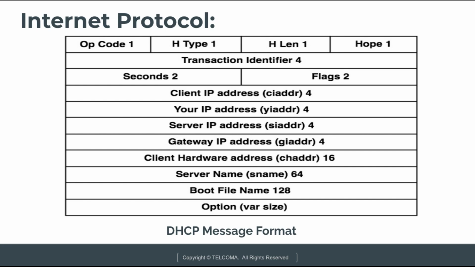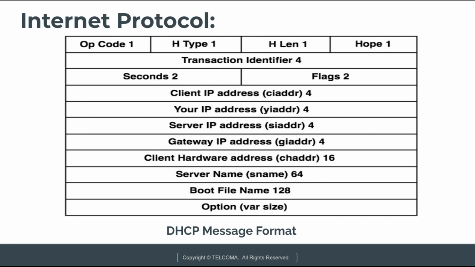Next one is flag. This indicates the flag. Another one is the client IP address. The client IP address is filled by the client if it knows its IP address, by using the ARP request. Next is the your IP address, or the client IP address. This is filled by the server, as the server response to the client.